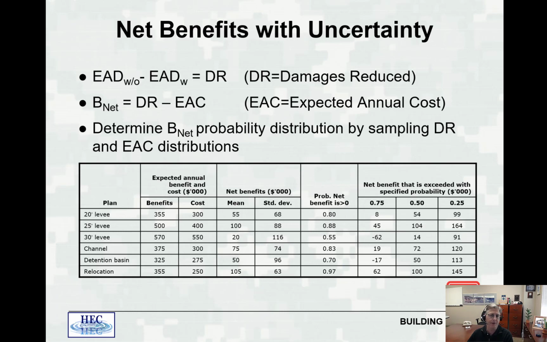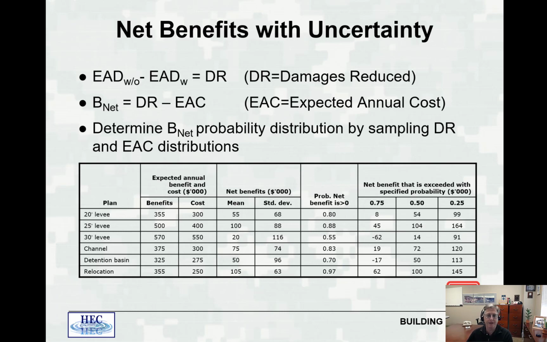So looking at this table below, you can see that we have 6 alternatives, and they start with a 20-foot high levee all the way down to relocation. And then in the next column over are your benefits and your costs. And you can see that your net benefits is simply your benefits, or your damages reduced, minus your costs. And so if you look at the net benefits column, which of these alternatives is your NED plan? Give you a second. But it's pretty simple. It's whatever value is the highest in your net benefits. That happens to be relocation at $105,000 of net benefits. So that would be your NED plan.